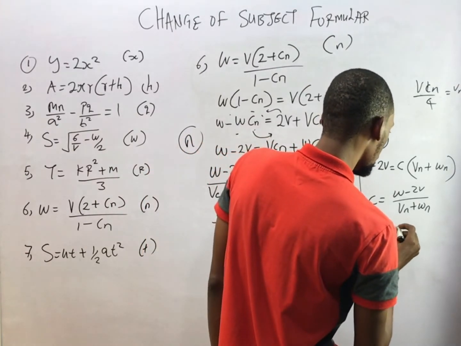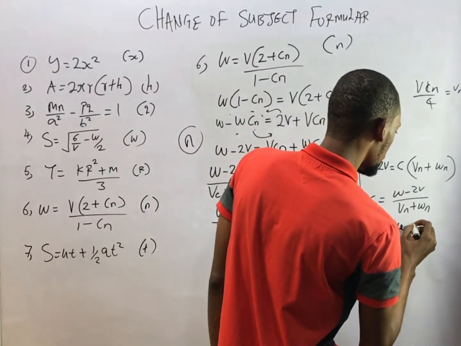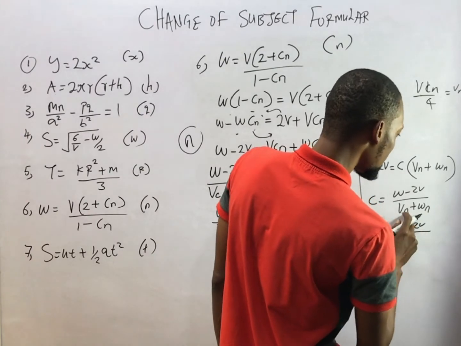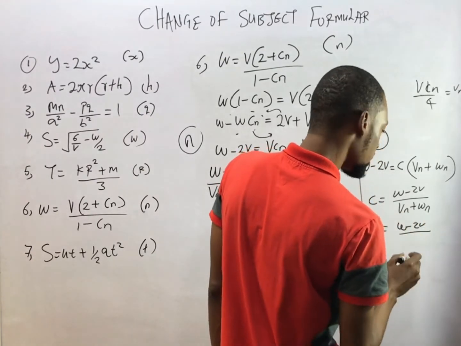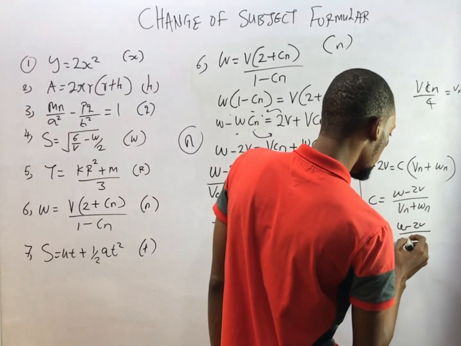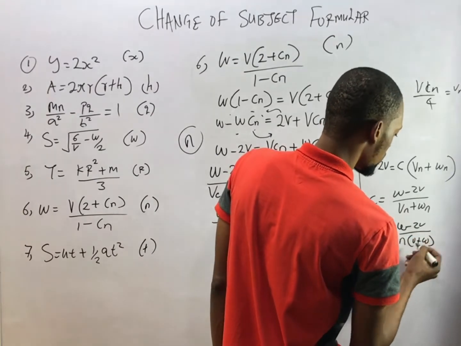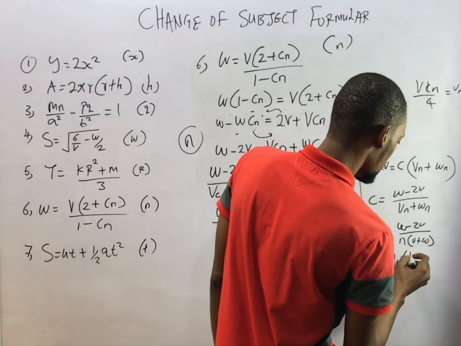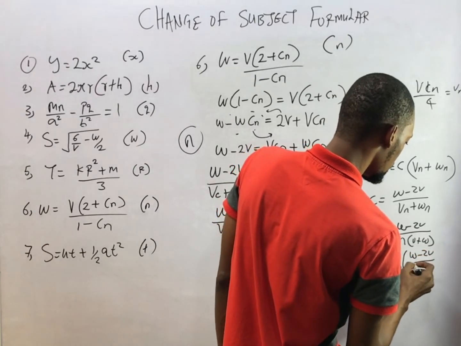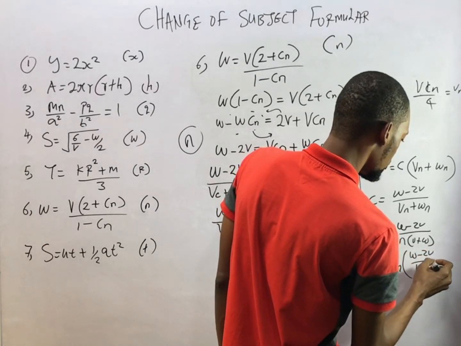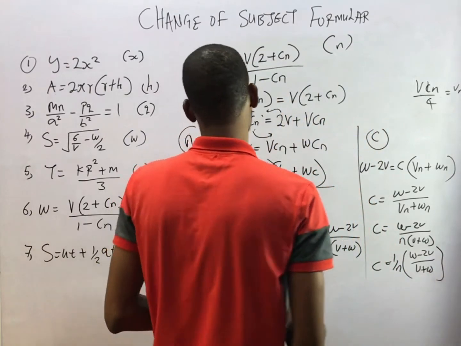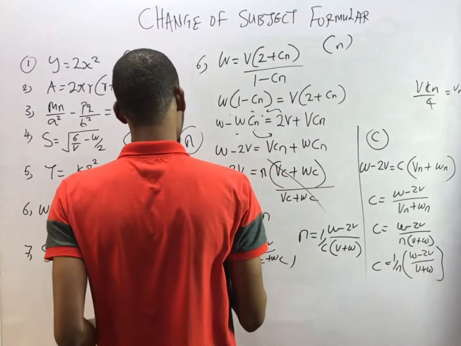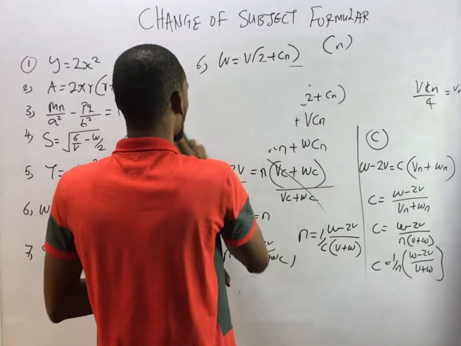Similarly, here is equals W minus 2V, but there's n here, so we can factorize. So if you bring out the n, you have V plus W. So this is the same thing as 1 over n times W minus 2V over V plus W. So that's that. So take a look at it while we look at the last question.